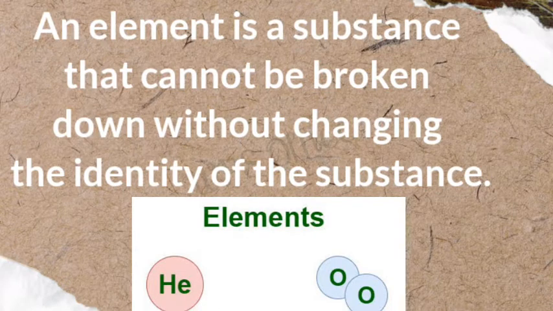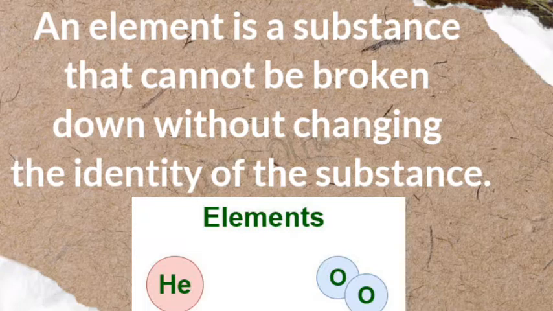Next, what is an element? An element is a substance that cannot be broken down without changing the identity of the substance.